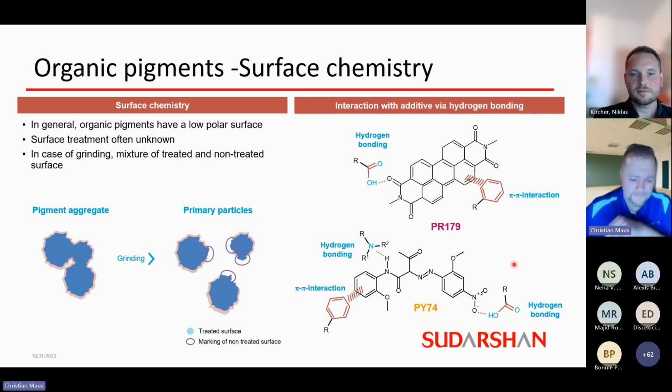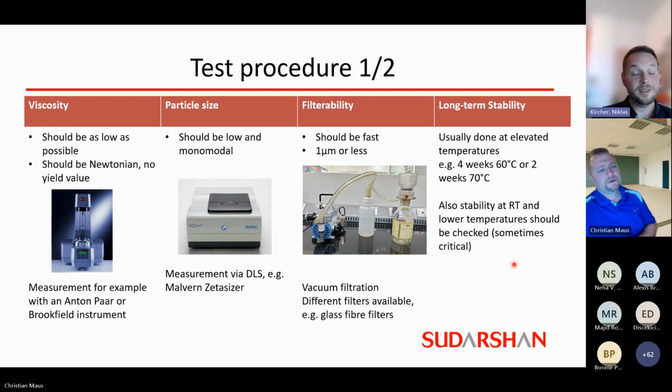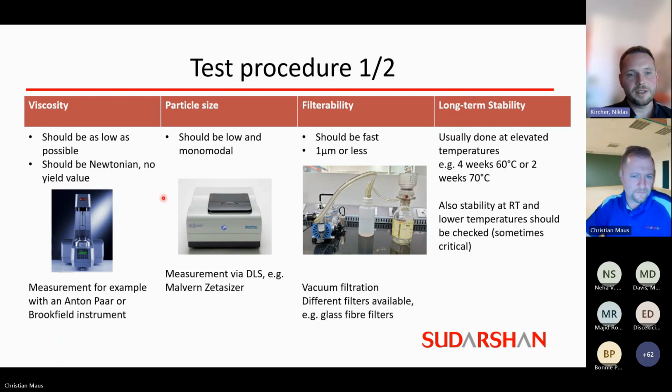Exactly. Thank you. And on the next slide, we're going to show you how we are testing. Once we have prepared the dispersion with pigment and dispersants, there are several procedures how we test them in our laboratory. It happened that Niklas and me, we are more or less exactly doing the same, and that's presented here. Niklas?